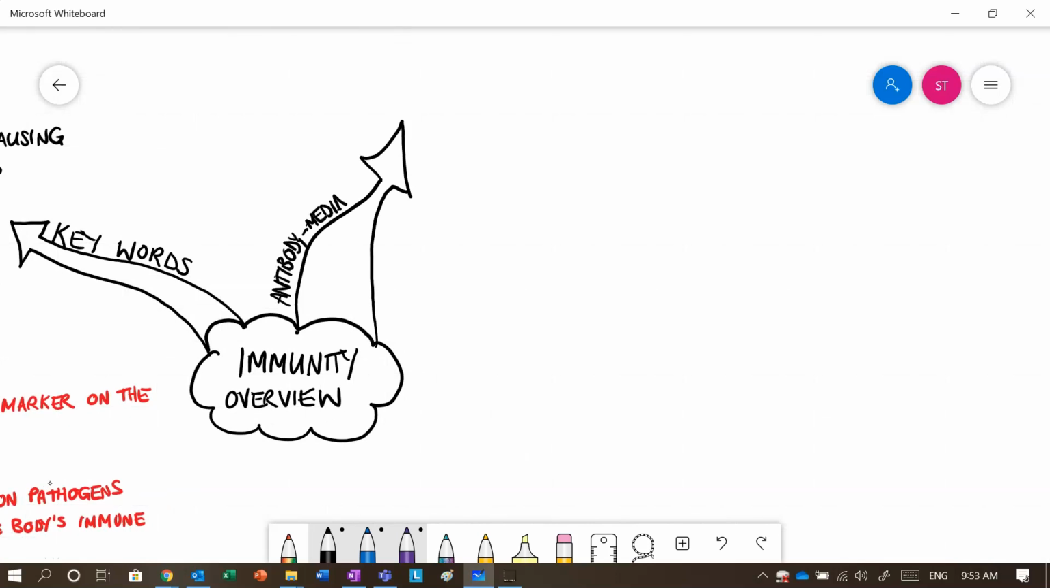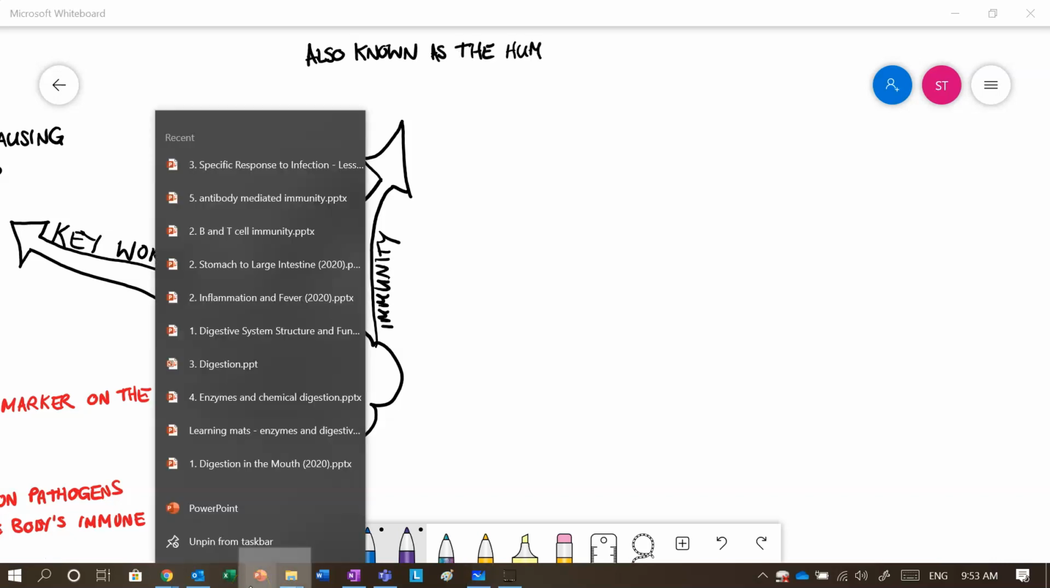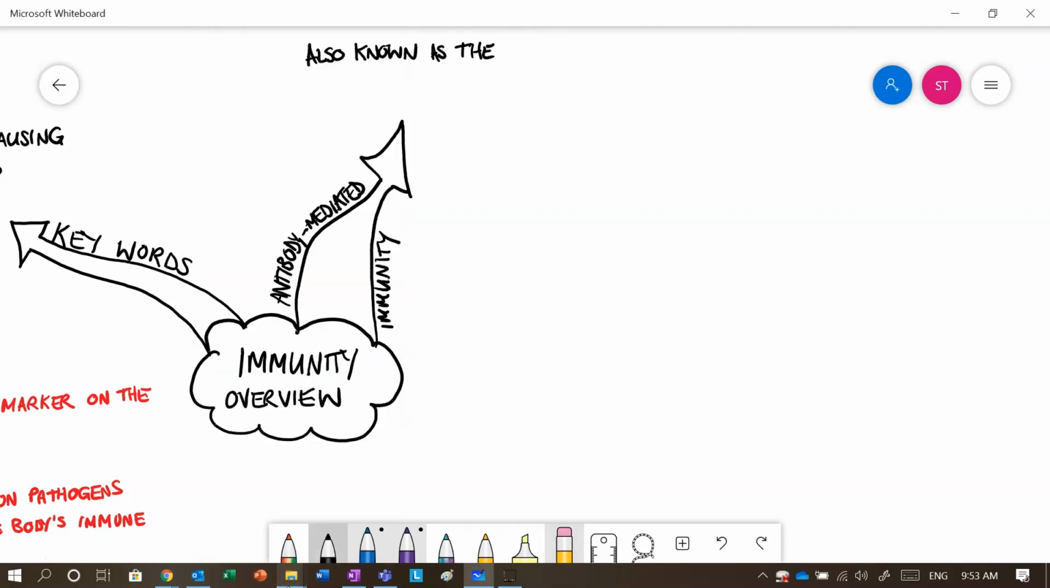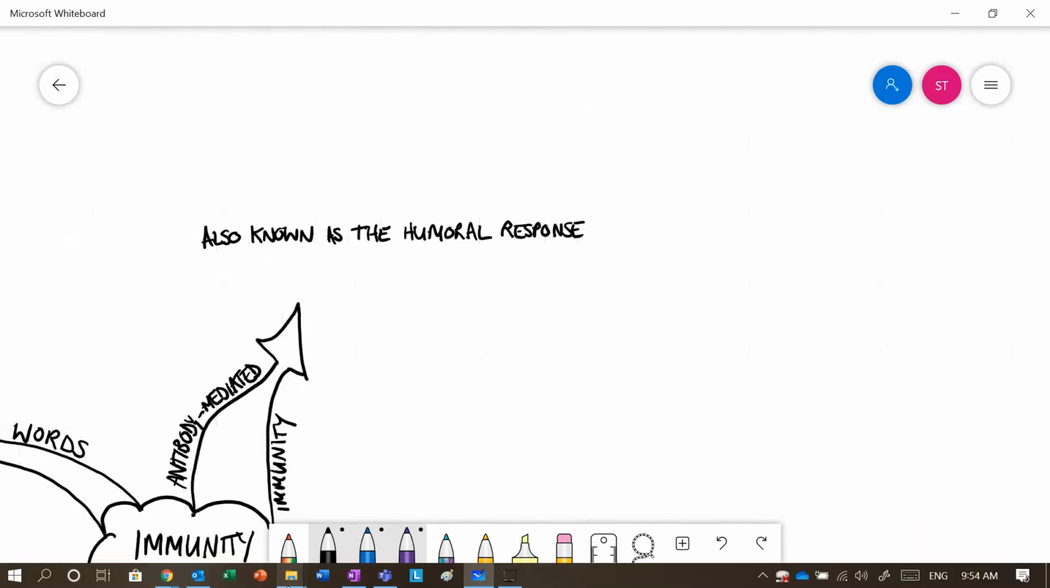Okay, so there's 2 types of immune responses, so we're just going to touch briefly on both of them. The first one is the antibody-mediated immunity, also known as the humoral response. Now, I would like you to know both those terminologies because both of them could come up in exam questions or test questions. So the humoral or antibody-mediated response is the type of immunity that produces free antibodies, and these antibodies will circulate around the body and attack pathogens.